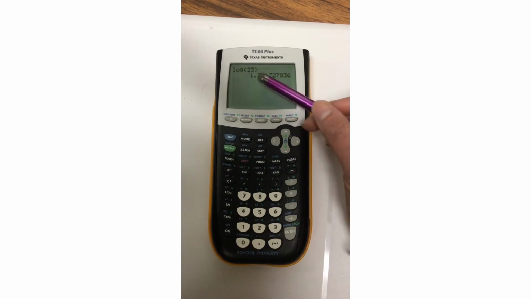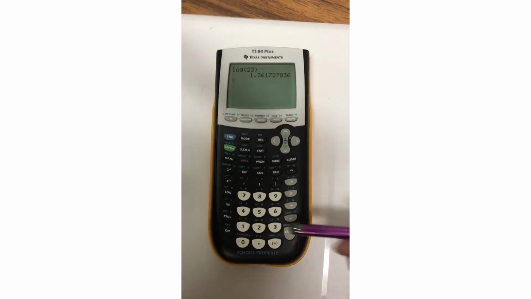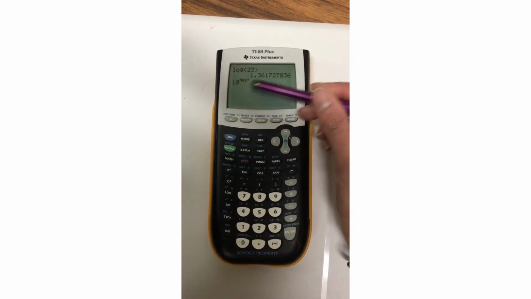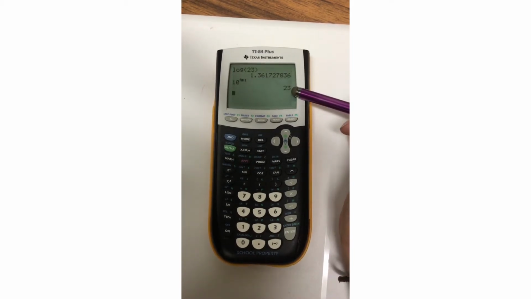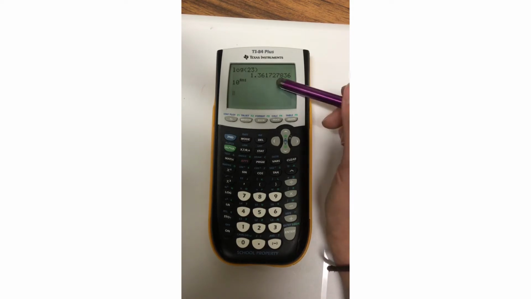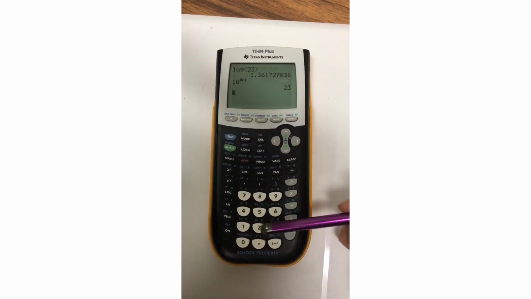What the answer means is, if I take the base number, which is 10, and I raise 10 to this decimal, the answer is 23. That's what your answer means. But it's a very simple process. I just hit log and then 23.